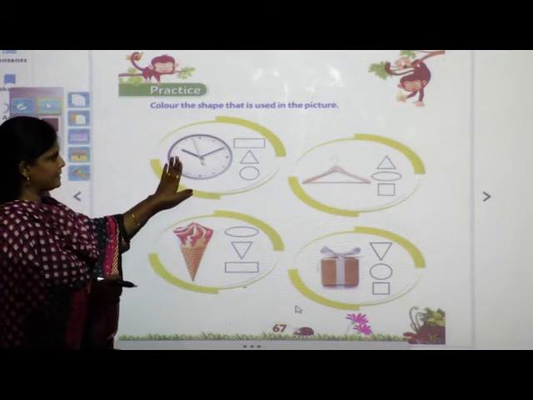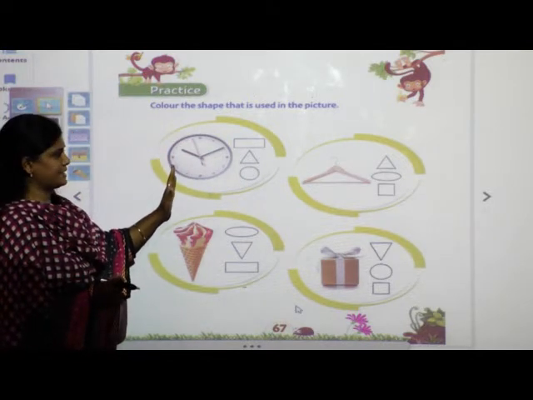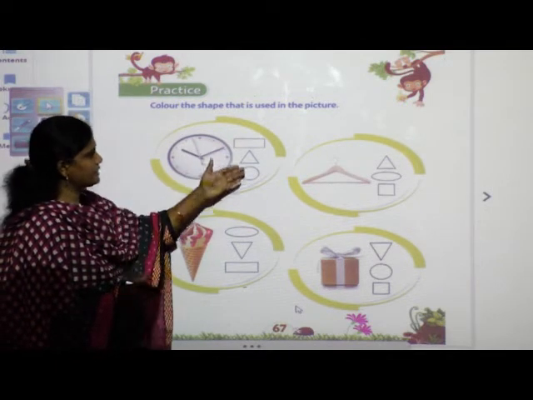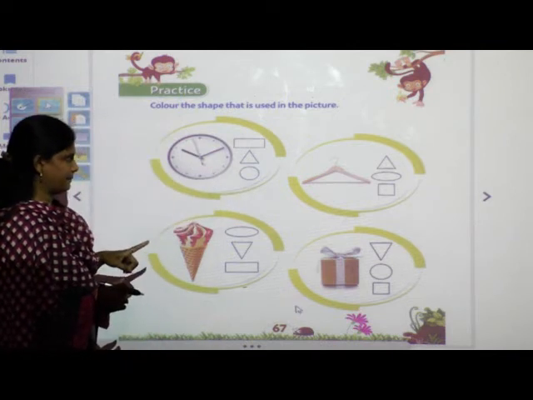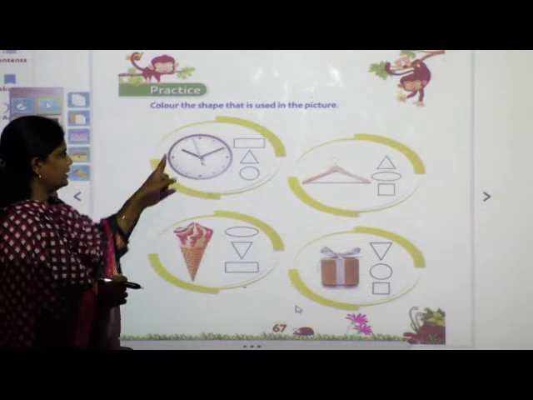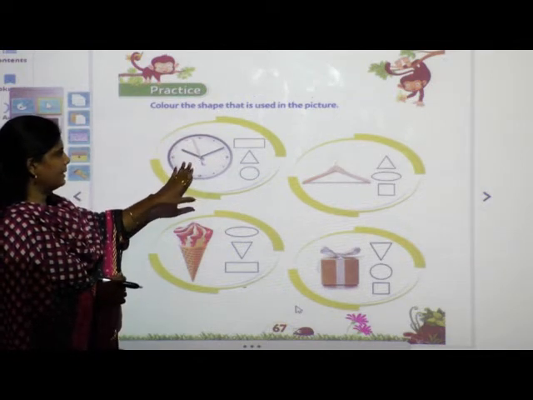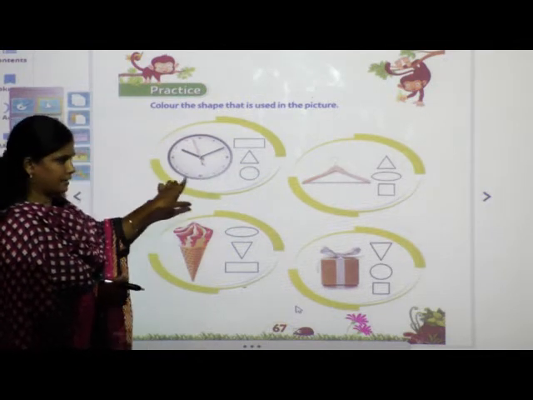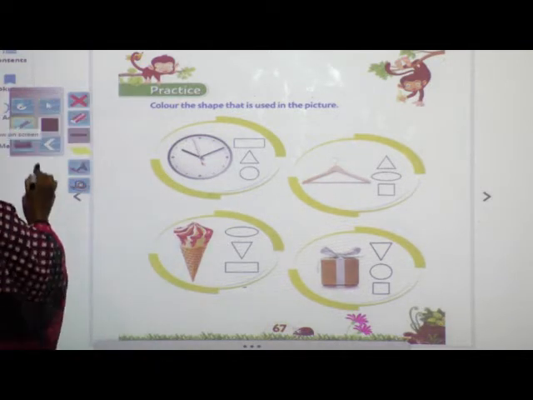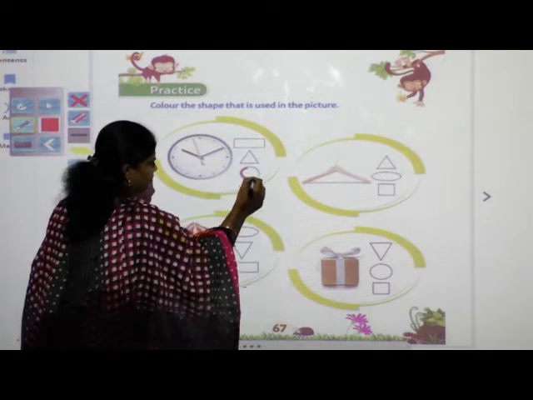First we have to see the picture, and then later we have to tell the shape of that picture, and then we have to color one shape. That is, from these three shapes we have to color one shape, and we have to say which shape it will be. Now see, this is a circle. Yes, you can see a watch, but the watch is a circle. Yes, so here we have to color this picture. I will color with red, you color with your favorite colors, no problem.